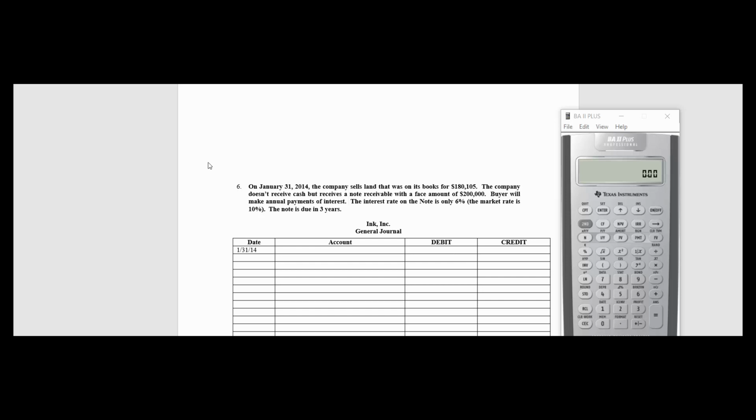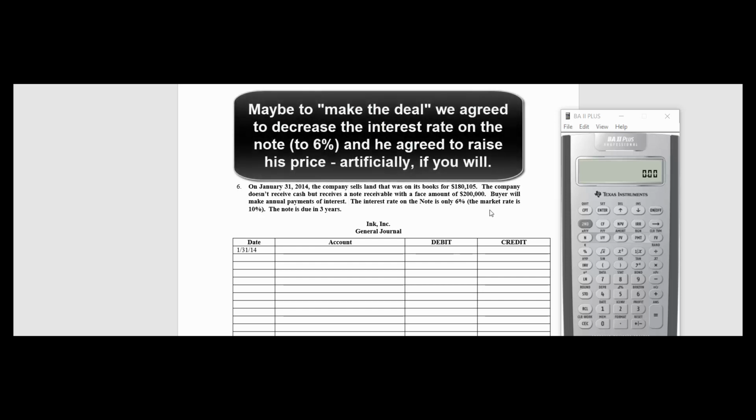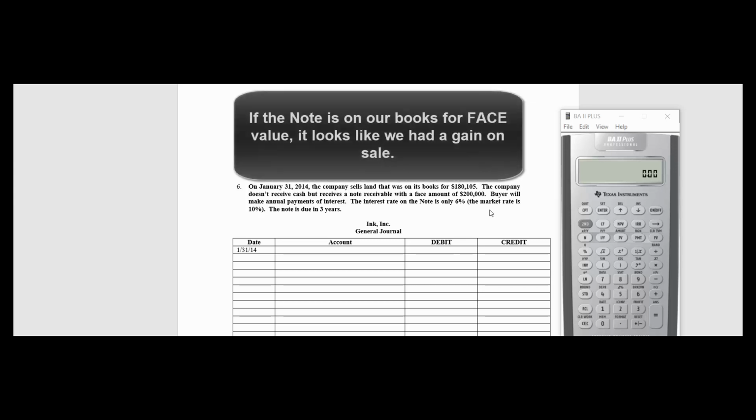What's happening here is we're taking back a note, but it's at the wrong interest rate. Maybe we were negotiating with a guy and he finally agreed to raise his price if we dropped the interest rate. Well, that's not really right. The note should be on our books for its fair value.